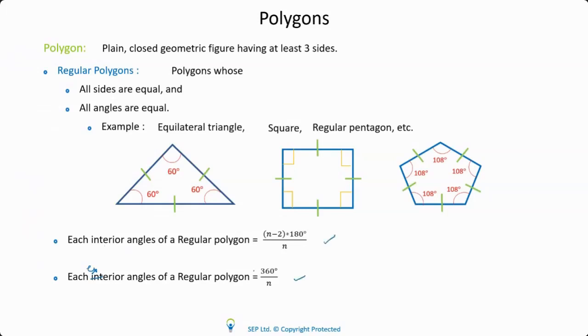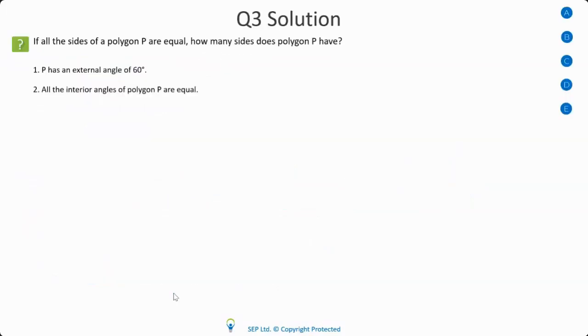So once you know you're dealing with a regular polygon, you can use these two formulas: (n minus 2) times 180 by n to find the value of each interior angle. And if you want to find the value of each exterior angle, then you use 360 by n. Okay, so I hope this part is clear, because we are going to use just one of the formulas to solve this question. Now, this is also a very easy question.